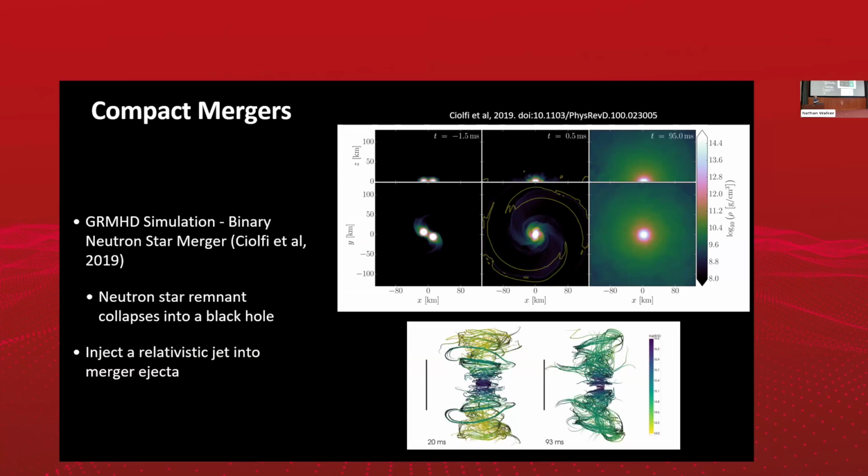But here we have time snapshots of a binary neutron star simulation. Here's the top view and here's the side view. The paper that this comes from simulated the first 100 milliseconds after a binary neutron star merger. So it started before they merged and let it merge, and waited to see what would happen after 100 milliseconds.